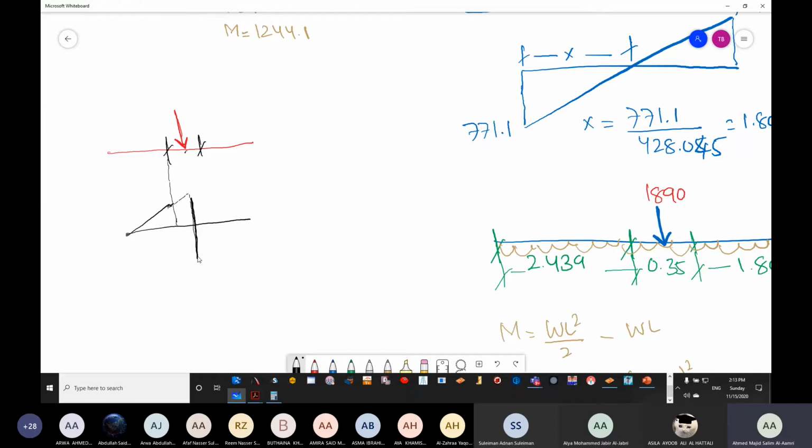Now, if you see whatever I have done in this particular example, using the other method or the other concept, I have done it in this way. Instead of drawing the point load line, I have drawn it in this way. Now, do you think this is correct? Which method of the two is correct?